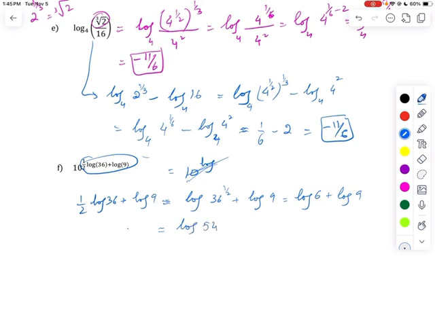Now we come to our problem. So now the given expression became 10 to the log of 54. So my answer will be 54. How? Because the base here is the same as the base here. No base means base is 10. So this is how you do these problems. I hope you understand.